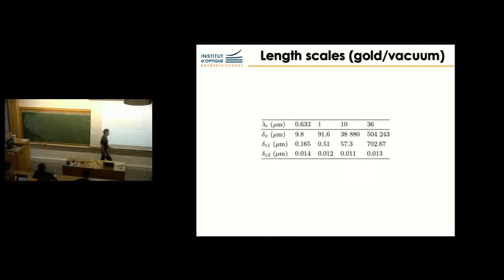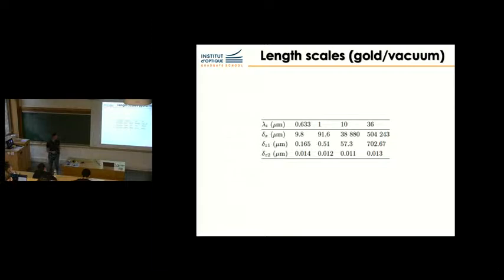Good. So now I would like to discuss length scales. I'm showing here different wavelengths. This is for gold. It's a simple interface, a big piece of gold and vacuum. And we're discussing typical length scales. So delta X is, assuming that I have a real frequency, what's the decay length along the propagation? If you are at helium neon laser, it's 10 microns. So you see, not much. If you go to 10 microns, this is almost 40,000 microns, so 40 millimeters, and then it becomes huge when you go to infrared at 36 microns, which is typical of vibrations.